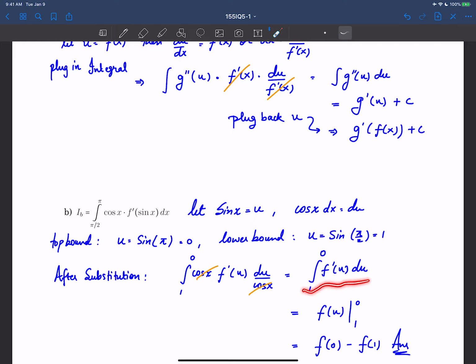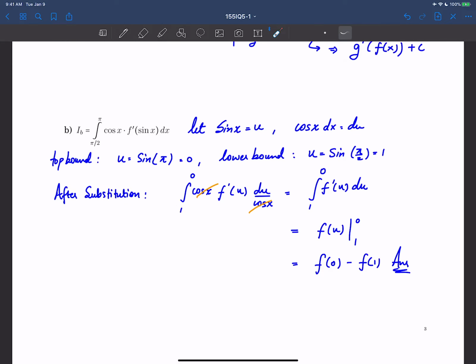So now we have a very simple integral, an integral from 1 to 0 of f prime of u du. And because the antiderivative of a derivative is just the function itself, this answer is just going to be the function f of u evaluated from the bound 0 to 1.